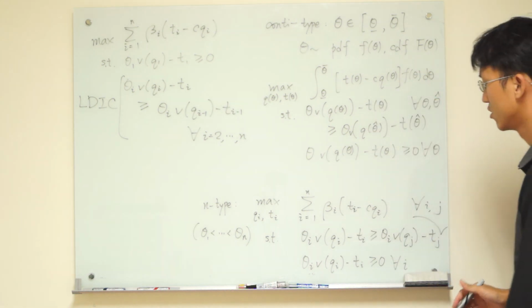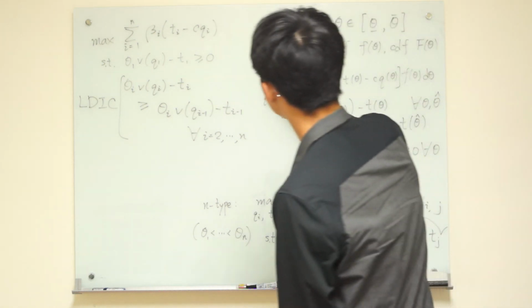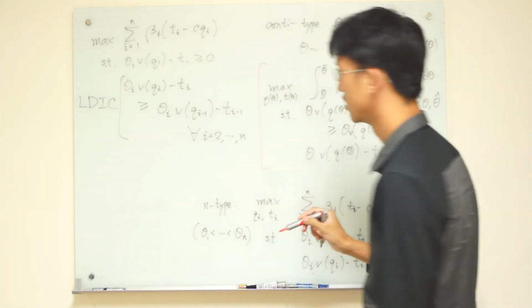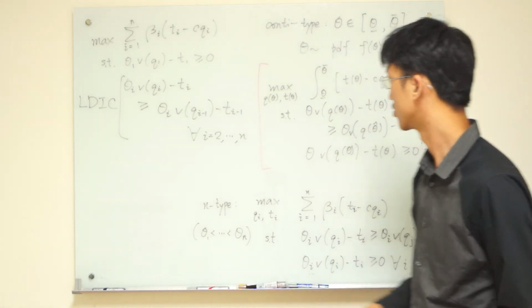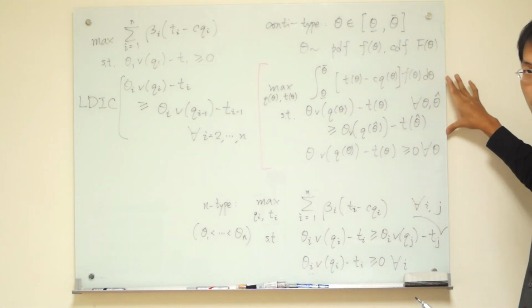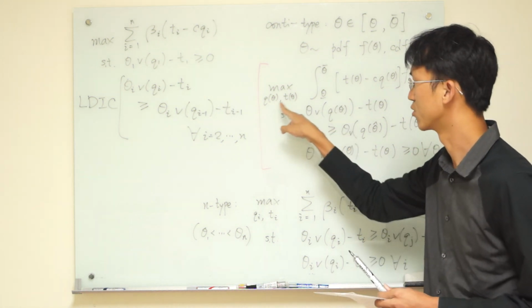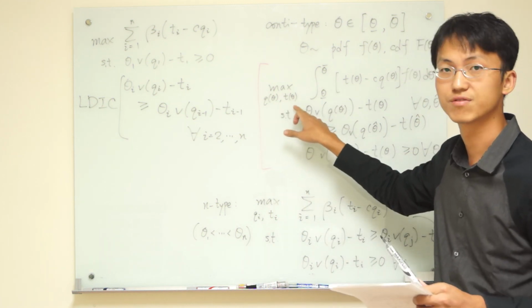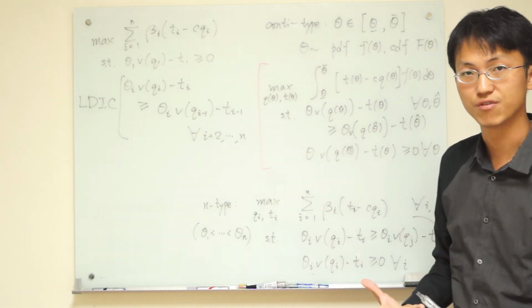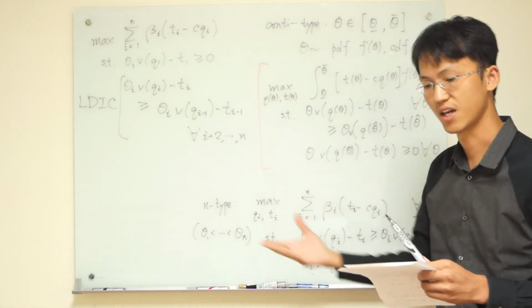So the problem here is that we have a continuous type. So our mission for today's lecture is to tell you how to solve this problem. You should be excited about that because this will be your first time in your life to solve a problem with infinitely many decision variables. We're going to tell you how we may solve it, and the implications.